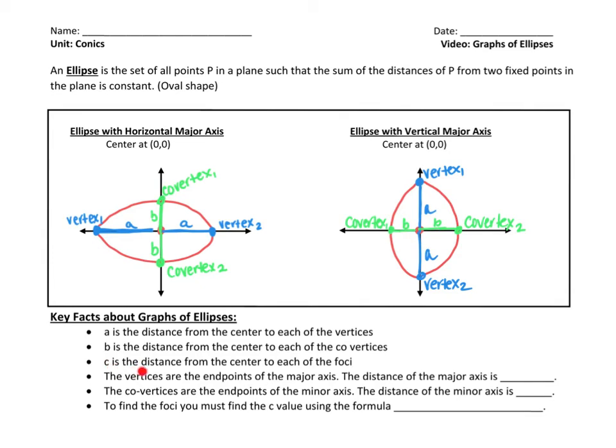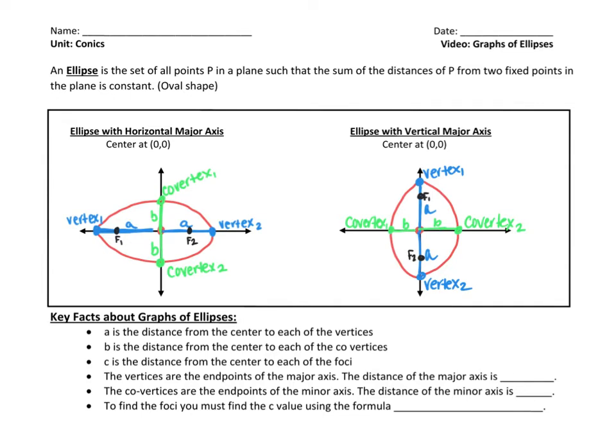Now C is the distance from the center to each of the foci. Now these foci are those constant points in this definition up here. I can explain that a little bit more in class, but the foci, just so you have them, are always on the axis that the vertices are on. So we can label this as foci 1 and foci 2. Over here, foci 1 and foci 2. They're always inside the ellipse.